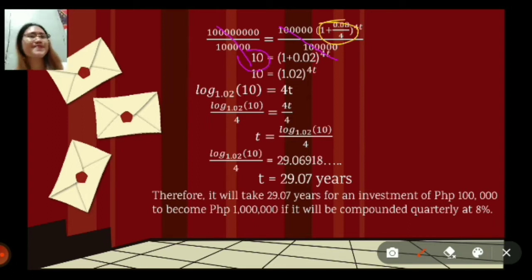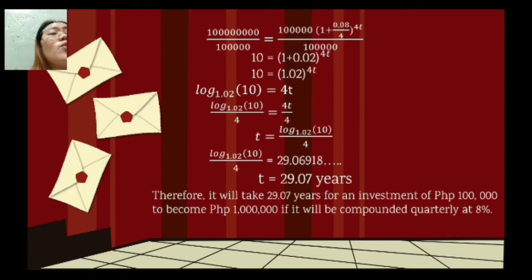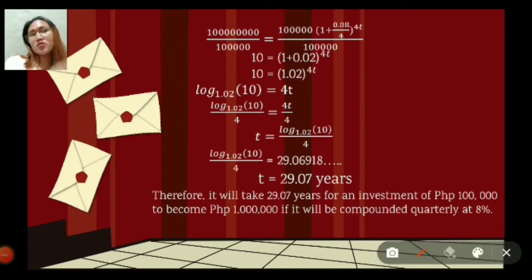And then, we should not forget about the rule of logarithm. We put 1.02 as the base of the log, then copy 10, and the reason why we bring down the 4t is that if we just remain it in exponent form, it is very difficult to find t. So we use the logarithm.